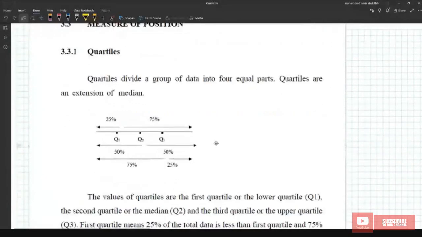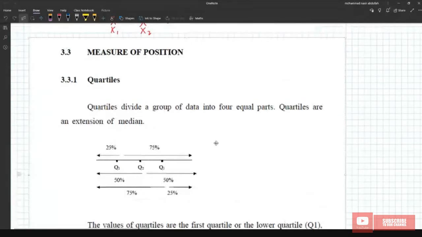Measure of position. So under measure of position, we will learn quartile and percentile only, right? To learn quartile, you need to understand the concept of median, the concept of calculating median. So the explanation of quartile is the same as median, right?